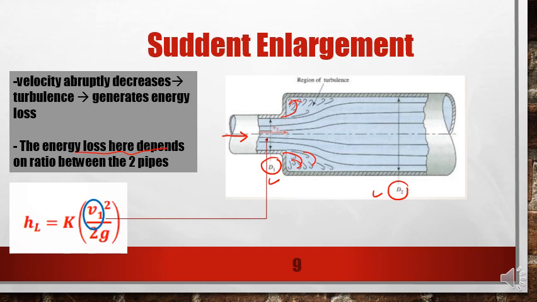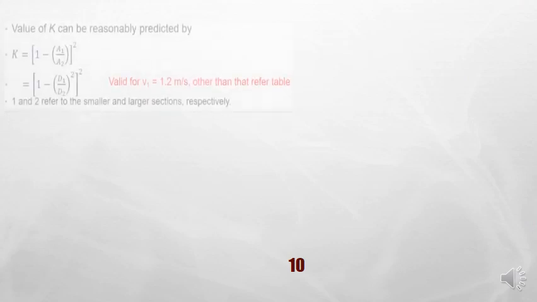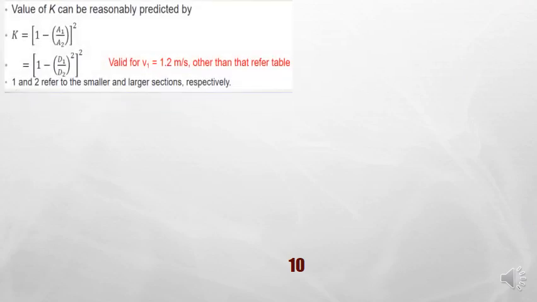And how about K? For K, I will explain later. For example, K can be predicted from this equation if V1 is 1.2. So imagine the flow from a smaller pipe to a bigger pipe. V1 here, if it's 1.2, you can use this formula directly to determine the K value.